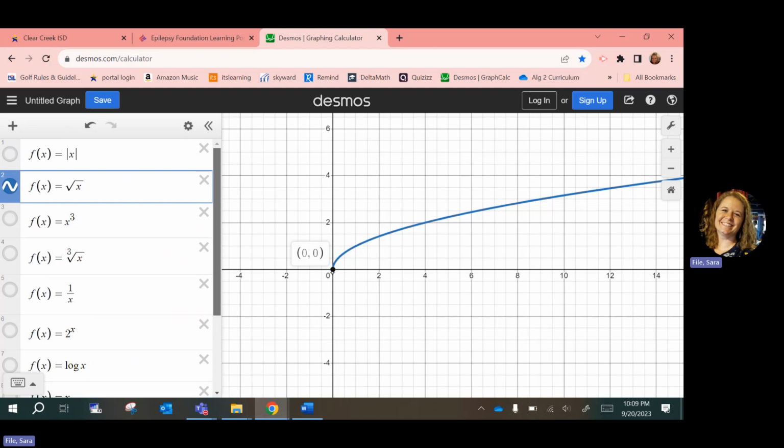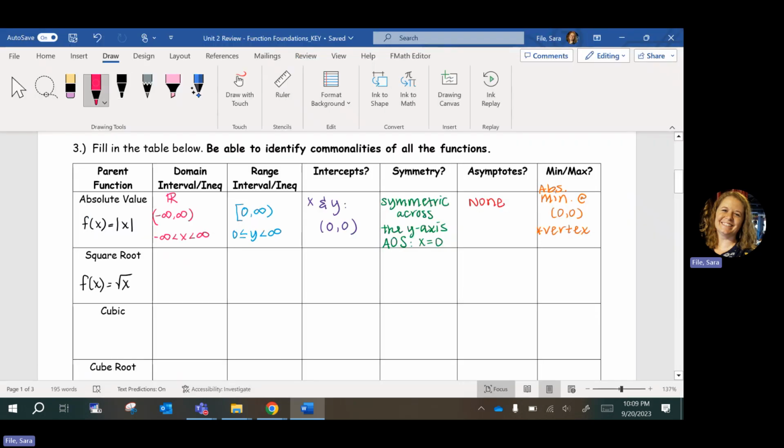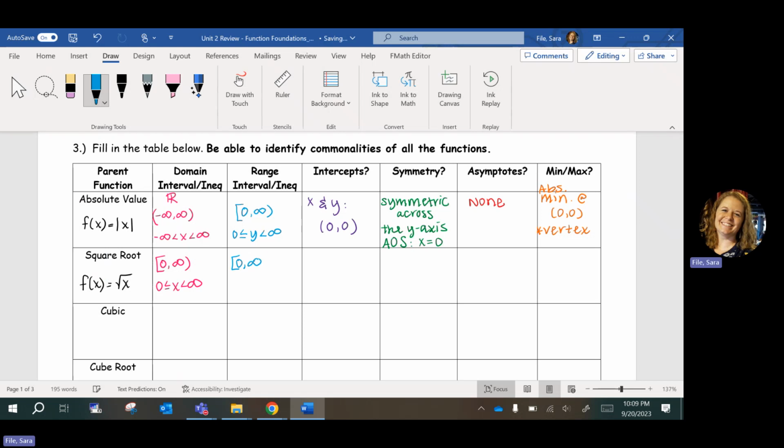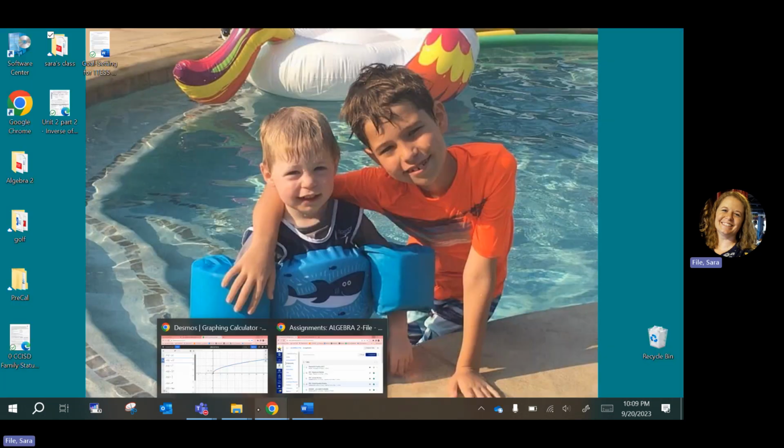And I talk about range from bottom to top. Again, it goes from 0 up to infinity. So domain and range here are both 0 to infinity, including the 0. So there it is in both notations, interval and inequality.